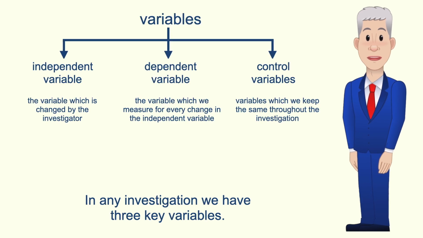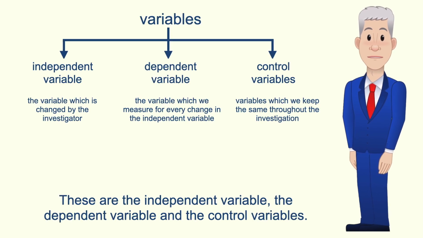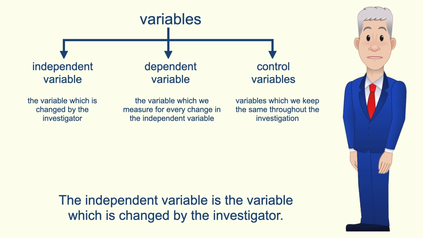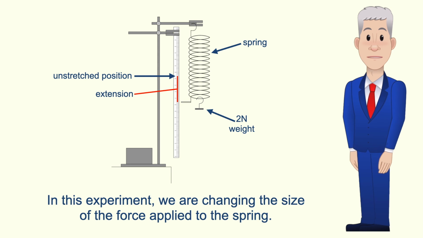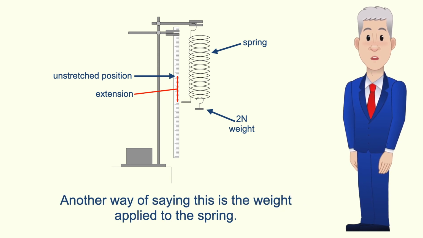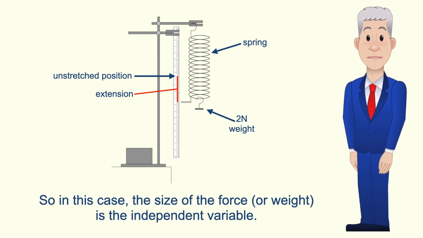Now in any investigation we have 3 key variables. These are the independent variable, the dependent variable, and the control variables. The independent variable is the variable which is changed by the investigator. In other words, the investigator selects the values for the independent variable. In this experiment, we're changing the size of the force applied to the spring. Another way of saying this is the weight applied to the spring. So in this case, the size of the force or weight is the independent variable.